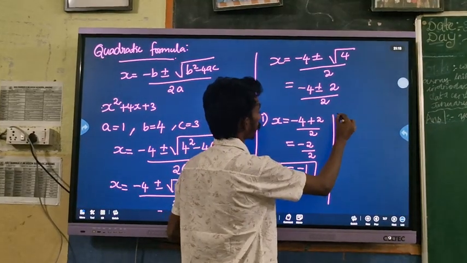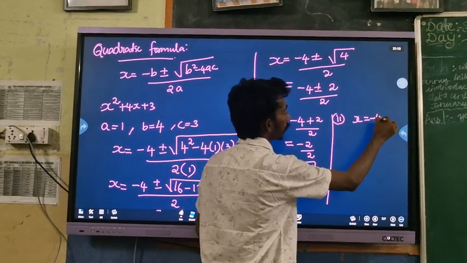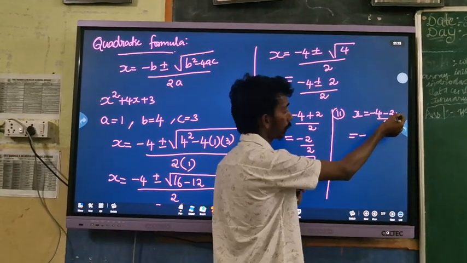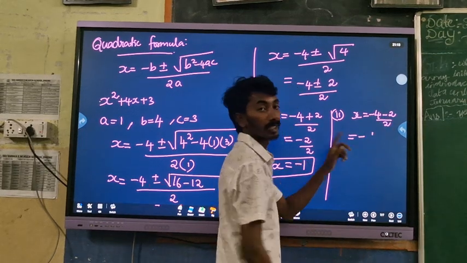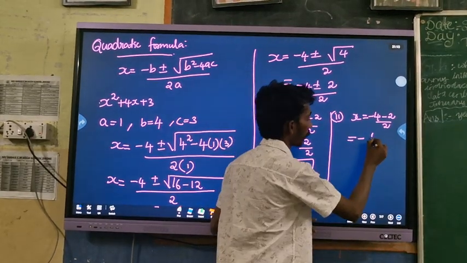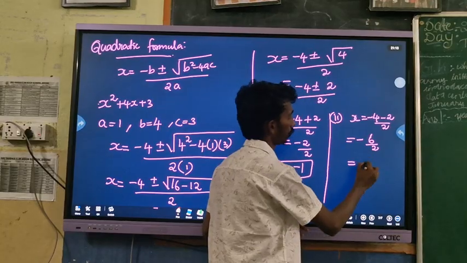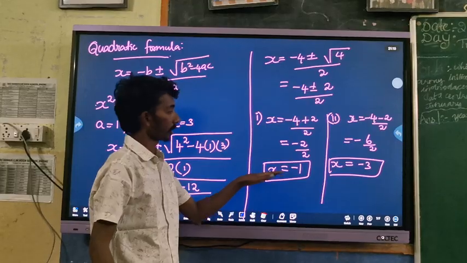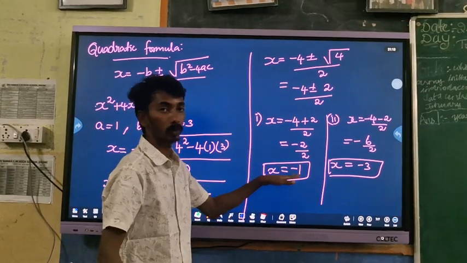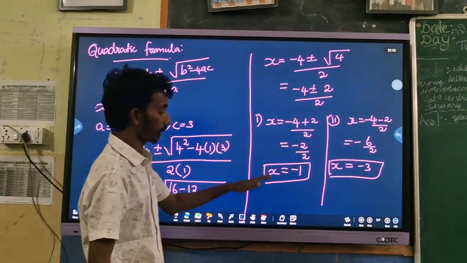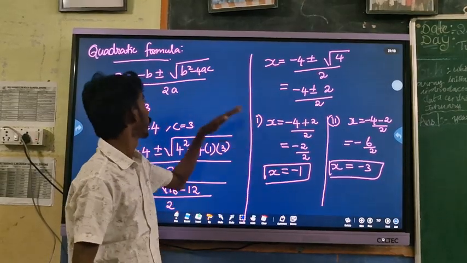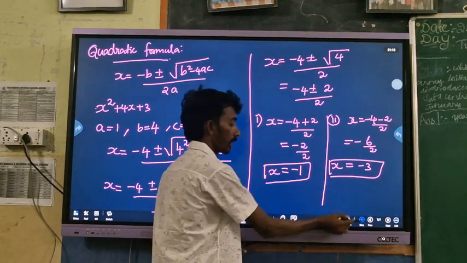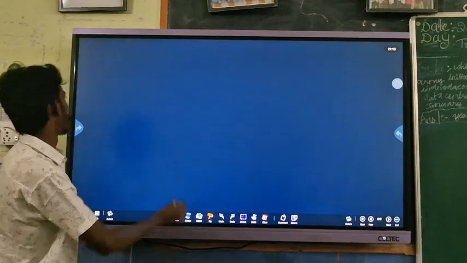Second case, x is equal to minus 4 minus 2 divided by 2. Minus 4 minus 2, same sign, add and put the same sign. So minus 6 divided by 2 is equal to minus 3. So x is equal to minus 3. So what are the roots here? x is equal to minus 1 and x is equal to minus 3 are the roots. So this is another method to find the roots of the quadratic equation, and this method is called the quadratic formula method.